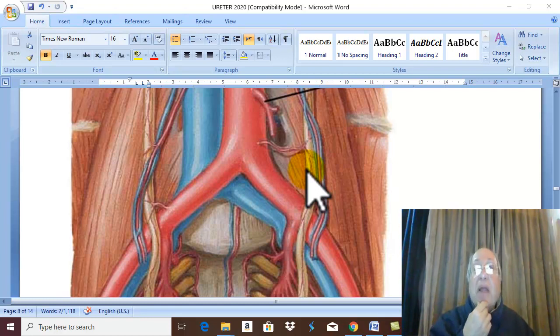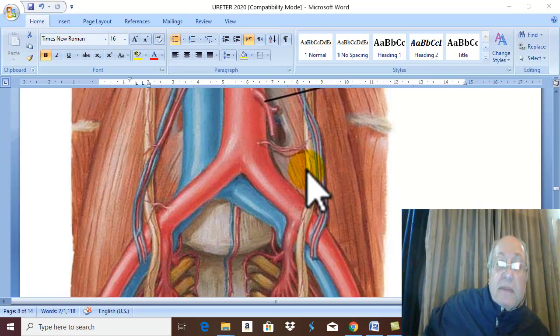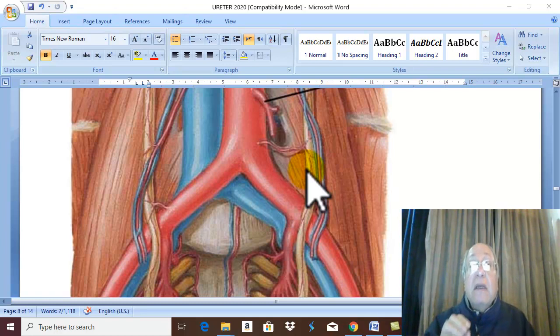And what area does this supply? This pain will be felt from the beginning of the ureter, at the pelvic-ureteric junction, from the loin downward to the groin. The groin is the area above and below the inguinal ligament. And the pain may be felt in the scrotum, or the corresponding area in females, which is called the labia majora.